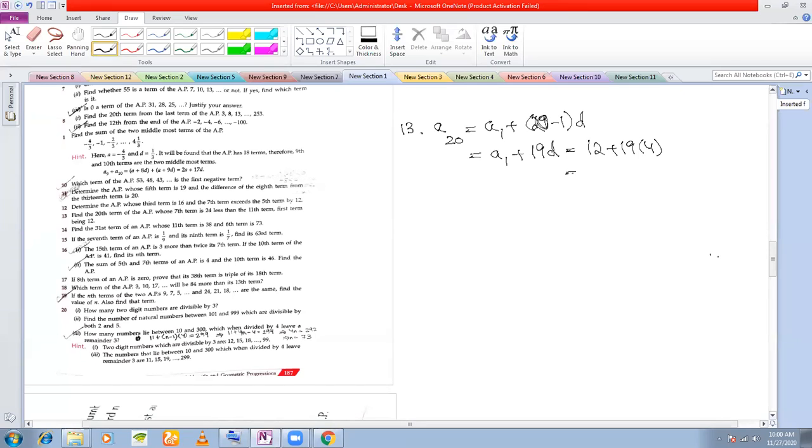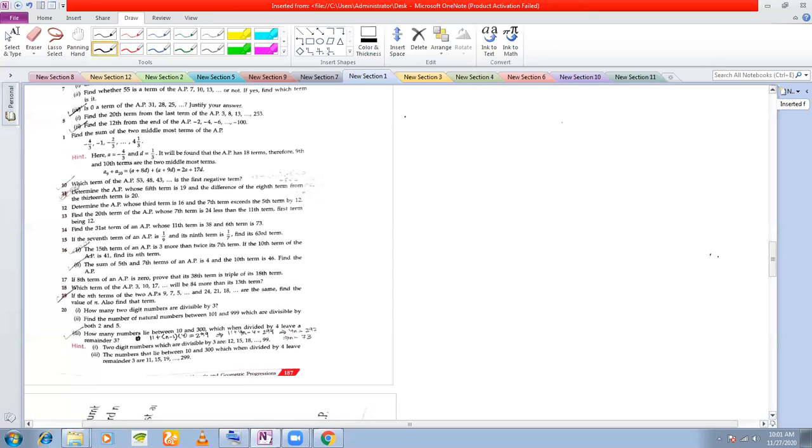So this is your 20th term. 12 plus 76, which is 88. Okay, this was your question. This is actually what you had to find. Once the first term was given to you, we had found out the common difference, and you had to find out the 20th term. That's it. That is the actual solution to number 13. Let us now do number 14.